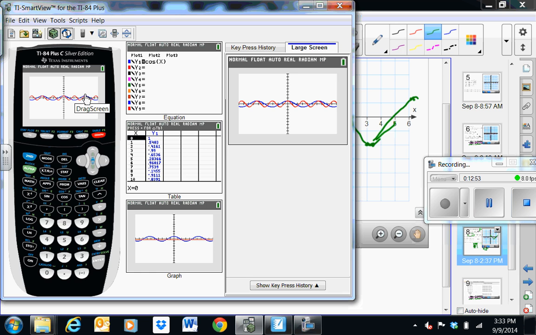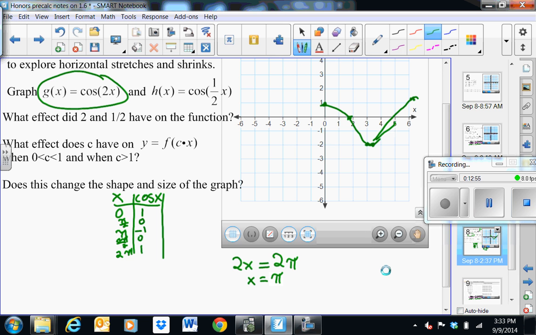And so this compressed our function horizontally. And so it squeezed it. And that's when c is greater than 1. So it's kind of the opposite of what you would think. When c is greater than 1, it is compressing it horizontally. I misspelled compressing.